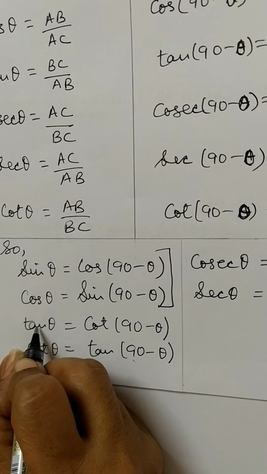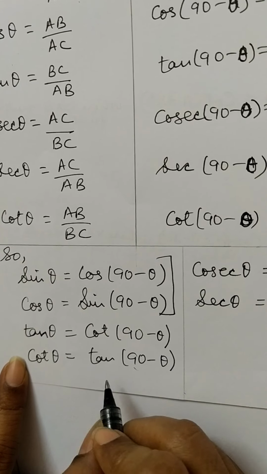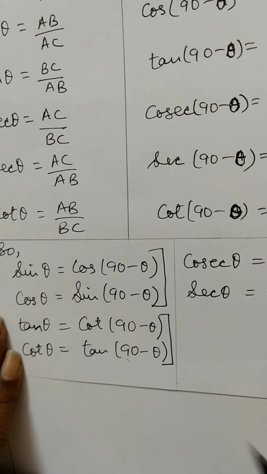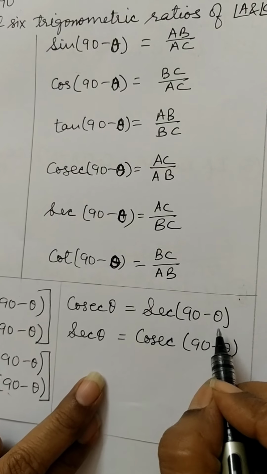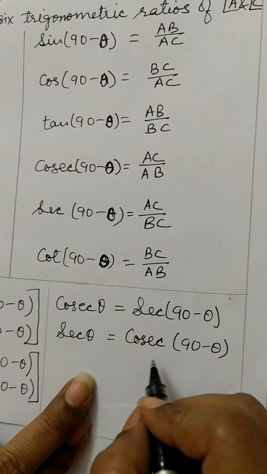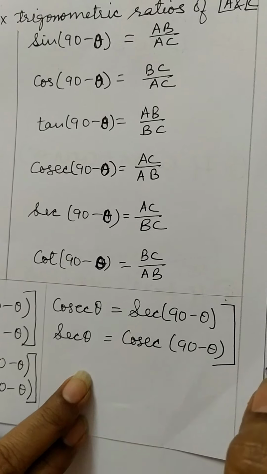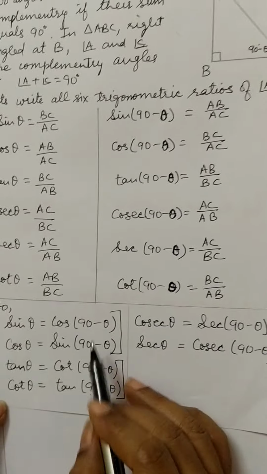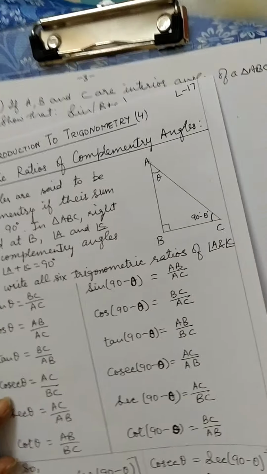Here you can see that tan theta is cot 90 minus theta, whereas cot theta is tan 90 minus theta. So tan and cot are interchangeable. Cosec theta is sec 90 minus theta, whereas sec theta is cosec 90 minus theta. So cosec and sec are also interchangeable. So you have to keep these 6 transformations in your mind while solving the questions.